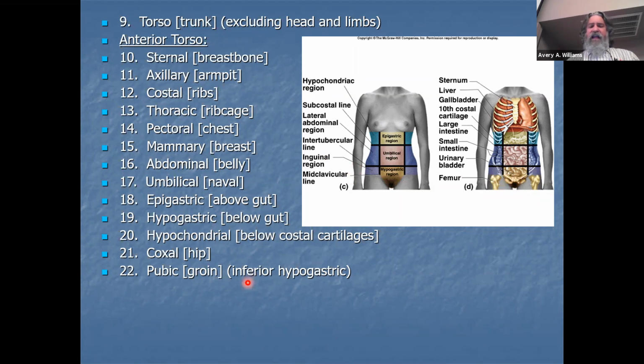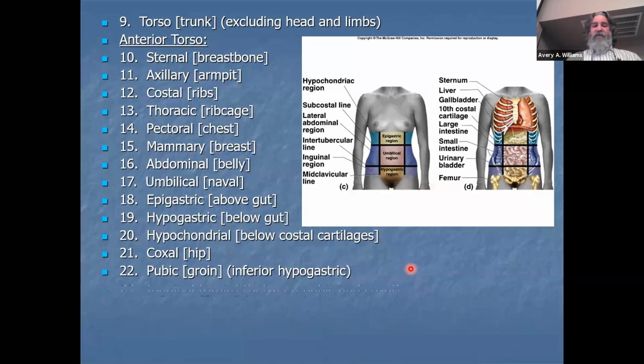And so here I have, it's not this quadrant right here. It's not technically part of the abdominal region. It's the inferior abdominal region, basically where you have your pubic hair, or it's under the hypogastric region. So here I have inferior hypogastric. How about that? Now, don't confuse the pubic region with the inguinal region.